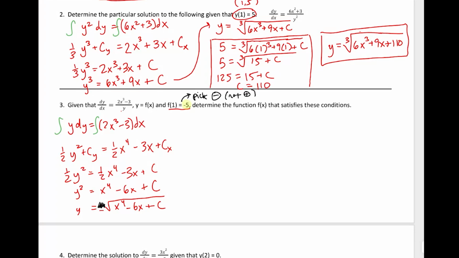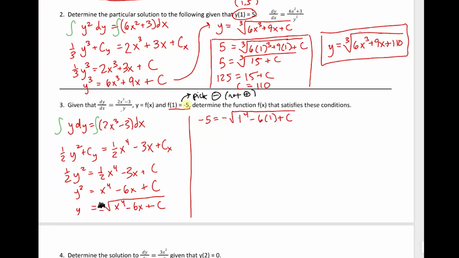So we need to figure out what that c is, and we're going to use that point once again to figure out what that c value is. So if x is 1, y is negative 5. So I've got negative 5 equals negative square root of 1 to the 4th minus 6 times 1 plus c.